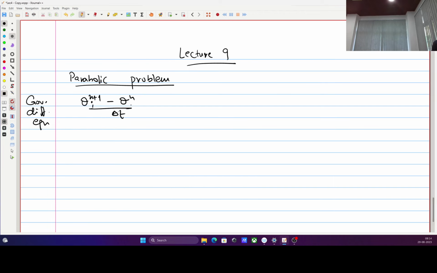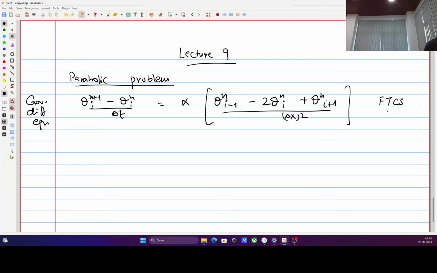So we had used a forward difference in time for the time derivative, and on the right hand side we had used a center difference in space. So this scheme we had called the forward time center space scheme, because for the time derivative it's forward difference, and for the space derivative it is center difference.